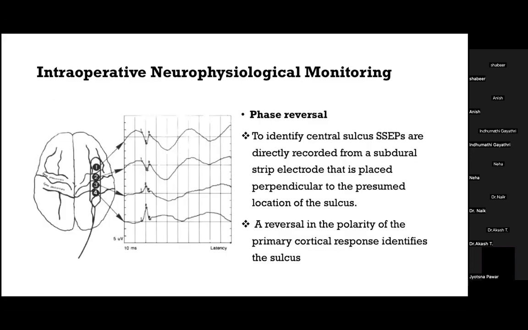Now, this is how phase reversal occurs and how the sensory and the motor cortex is identified. The SSEPs are directly recorded from the subdural strip electrodes that are placed perpendicular to the presumed location of the sulcus. So you assume that this is the location of the sulcus. You directly record the SSEPs from the subdural strip electrodes. And when there is a reversal of polarity of the primary cortical response, that means that is the central sulcus. So if you see between 2 and 3, there is a reversal of the polarity, and this is where the central sulcus is identified.